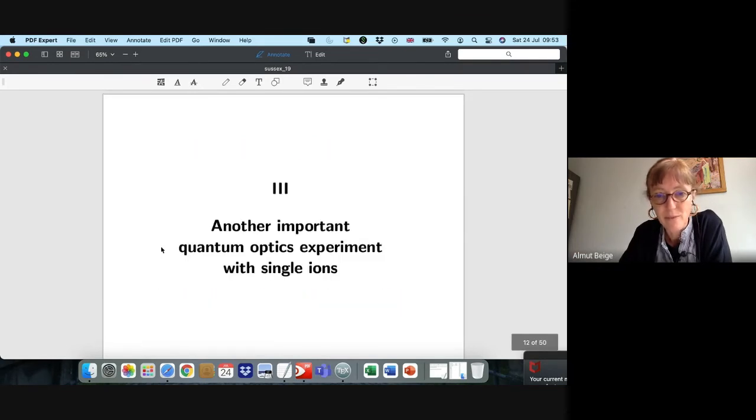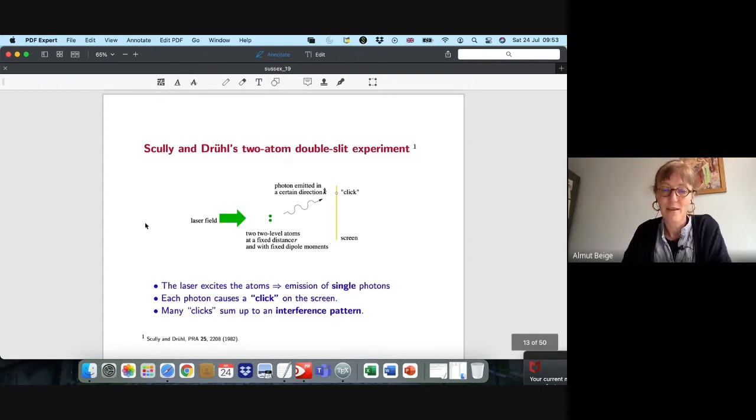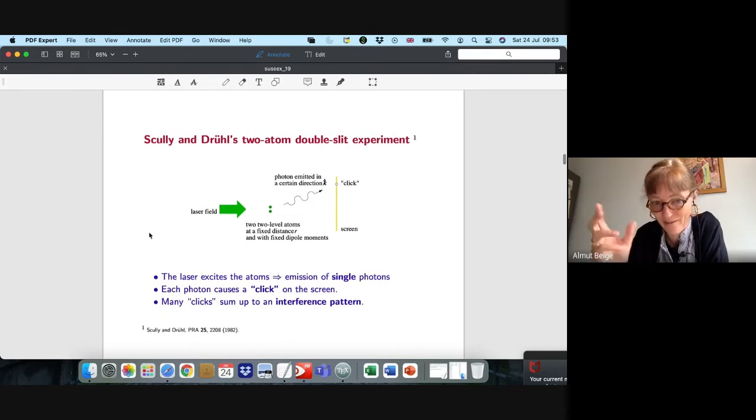So let's have a look at another experiment, which was performed a bit later, but it's also puzzling when you think about it. And that was an experiment that goes back to Scully and Drühl. Scully proposed to do this experiment in 1982, even before people started doing these kinds of experiments. And what he suggested is to trap two ions next to each other. And then a laser excites these two ions and they emit single photons. And then these photons drive away.